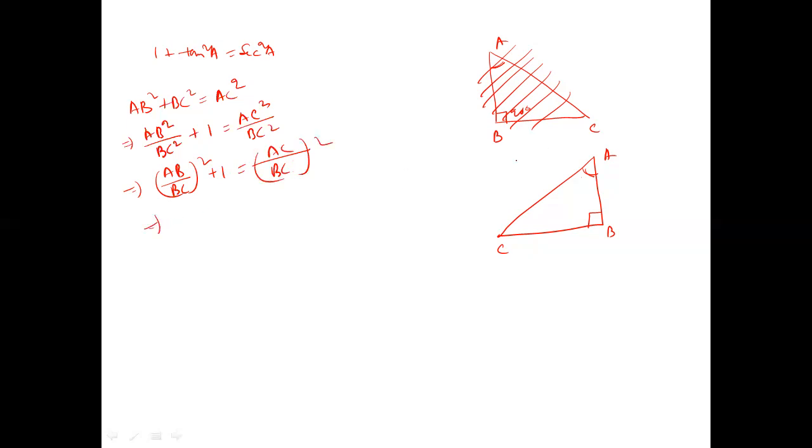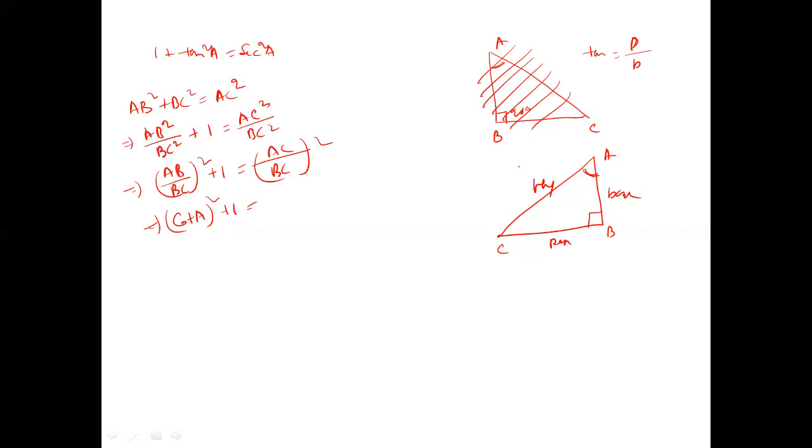Now see, for the angle A, what is the ratio AB by BC? For the angle A, BC is the perpendicular, AB is the base, and AC is the hypotenuse. So AB by BC, sorry, not base by hypotenuse, it will be base by perpendicular. Now we know that tan is perpendicular by base, so cot is the reverse of tan, that is base by perpendicular. So in place of AB by BC, we can write cot A. Yes or no? So cot A whole square plus 1.